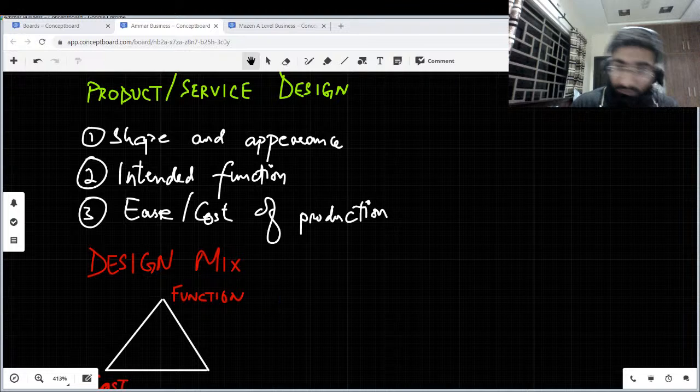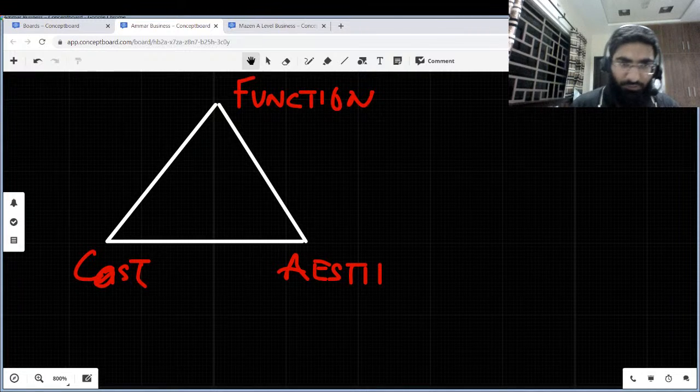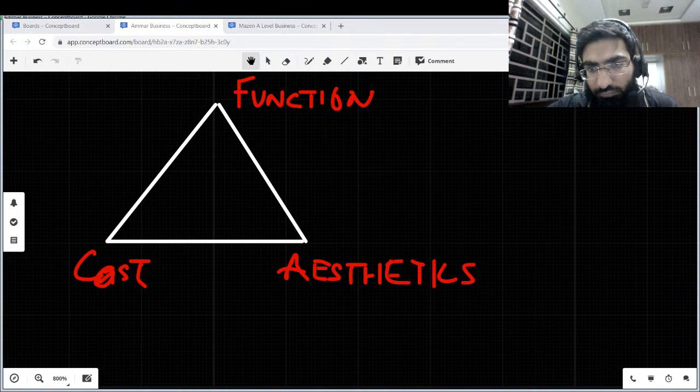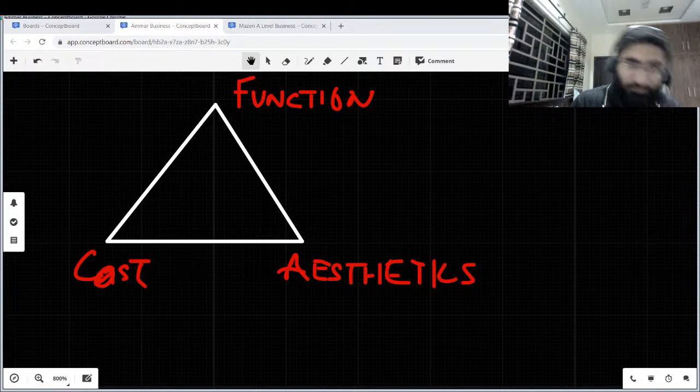And the third one is aesthetics. What considerations would a business give with respect to all three of these? So, while designing the product, how would the business think about these three things?